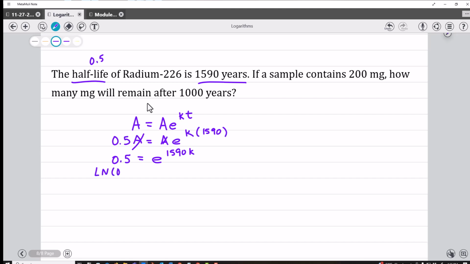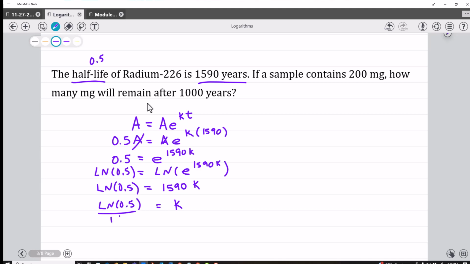We do ln because it's base e. We ln both sides, e to the 1590k. And we get ln of 0.5. Remember, the ln and the e's cancel each other, so we get 1590k, and therefore our k is this ln of 0.5 over 1590. And we're going to use this value now.